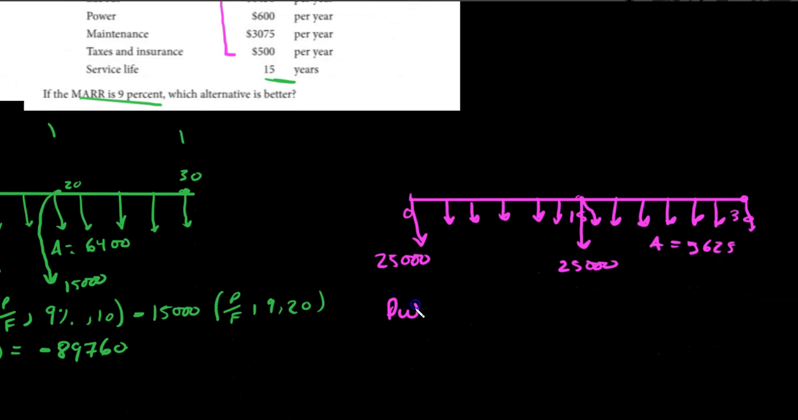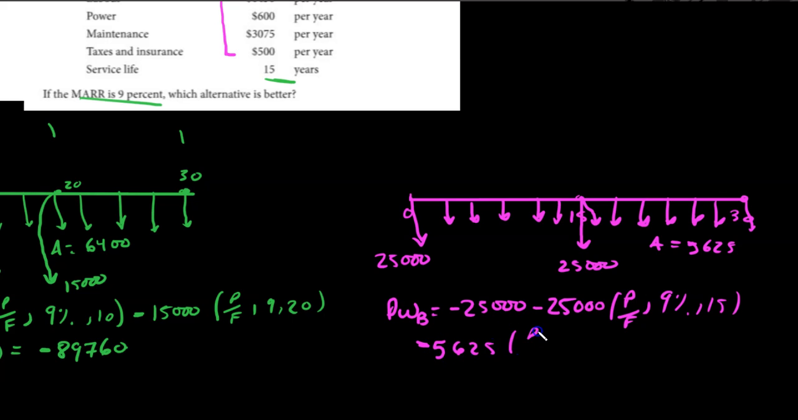So PW of B, negative 25,000, minus the second first cost, brought from the future to the present, sorry, at 9% and 15 years. And we just have the annuity to deal with, 5,625 P/A, 9%, 30 years. Gives us a value of negative 89,649. Those are the present worths.